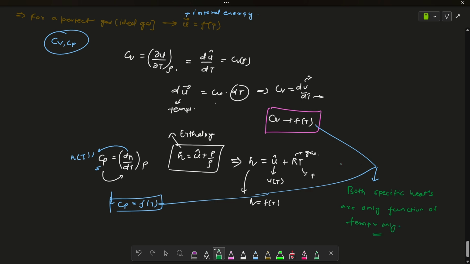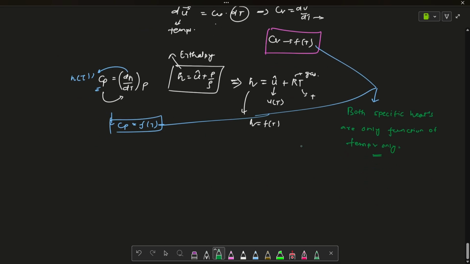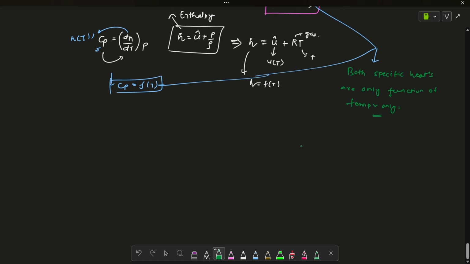Okay, so this is our crux of this topic: both Cp and Cv are functions of temperature only. This one is important when you are going to solve problems. This will play a very big role.